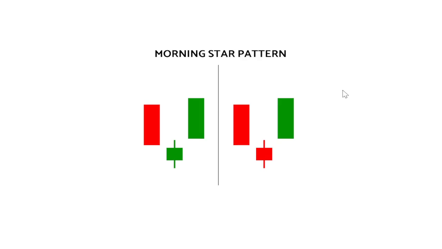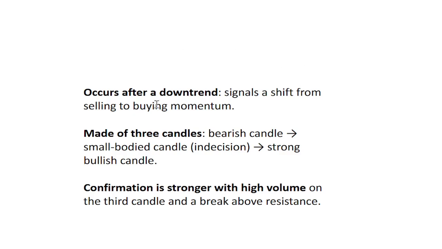So let's look at our next candlestick. It's a morning star pattern. Now what do you notice? Let's look at the characteristics. Of course, it appears after a downtrend and signals a shift from selling to buying momentum. Made of three candles: bearish candle, small-bodied indecision candle, strong bullish candle. Confirmation is stronger with high volume on the third candle and a break above resistance.